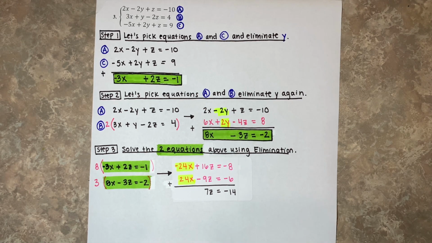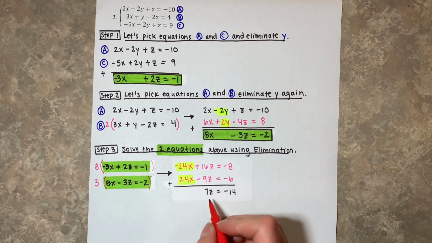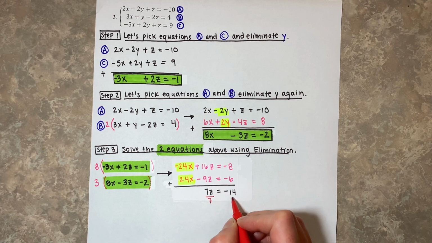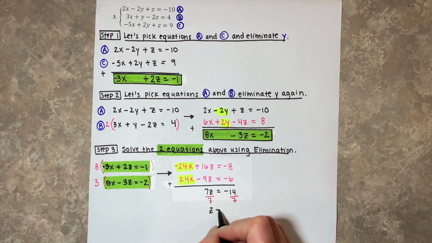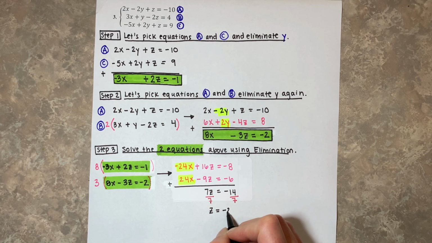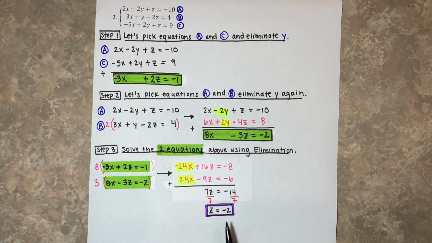Now we've almost found z. To find z, we just need to divide both sides by 7. And that will leave us with z is equal to negative 2. So we've found one variable, z. Now to finish step 3, let's find the other variable, x.